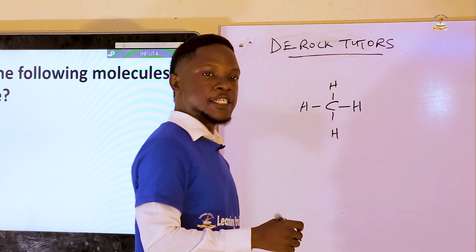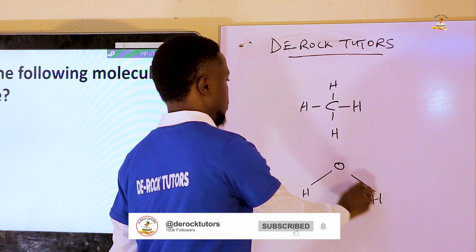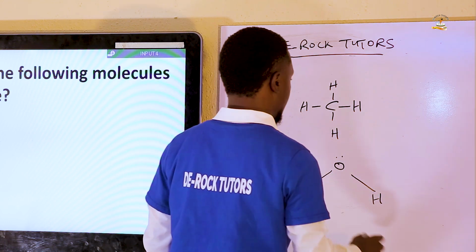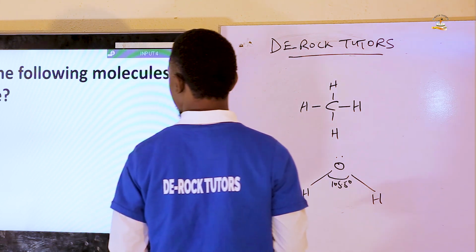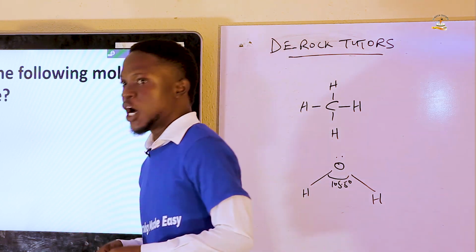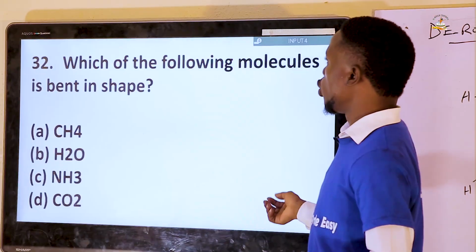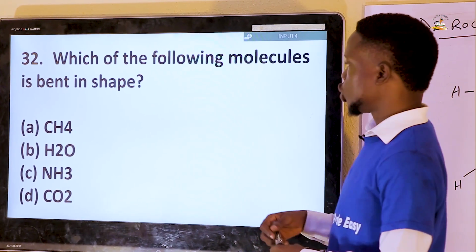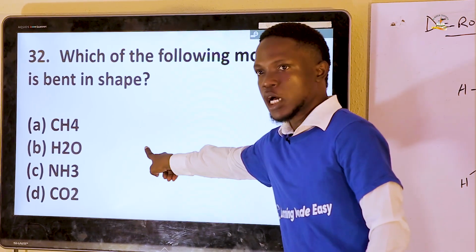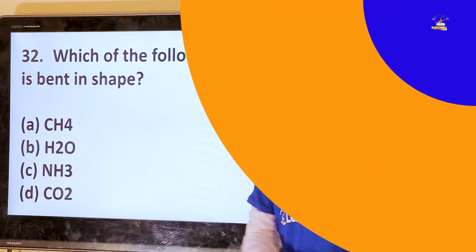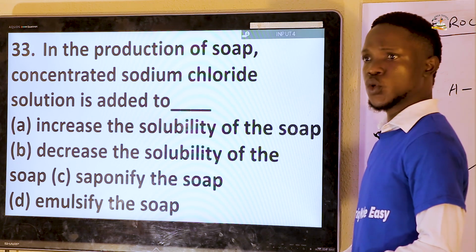H2O, water, is bent in shape or V-shaped. So V-shaped or bent in shape, and it has an angle of approximately 105.5 degrees. Ammonia, NH3, is trigonal pyramidal, while CO2 is linear in shape. So the molecule that is bent in shape is water, H2O. That's option B.